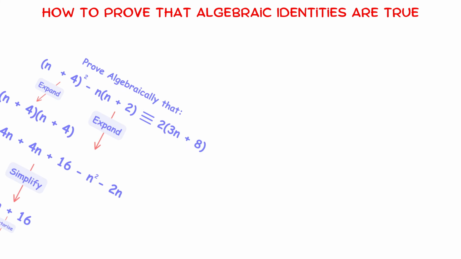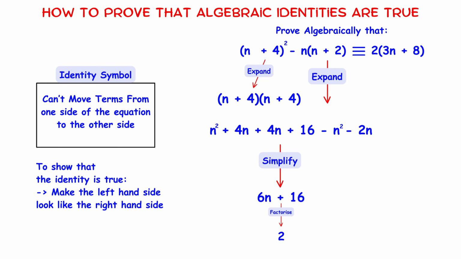So for this one, we want to do basically the same thing. We need to simplify the left-hand side first, and then think about how we can rearrange it to make it look like the right-hand side. To start, let's expand the n plus 4 squared, and remember, whenever you have a whole bracket being squared like this, it means you have to multiply the whole bracket by itself. So we get n plus 4 times n plus 4, which multiplies out to give us n squared plus 4n plus 4n plus 16.